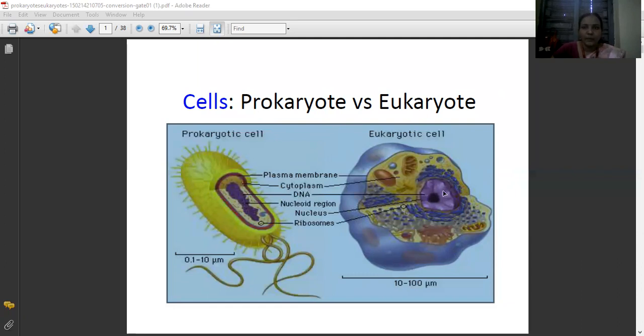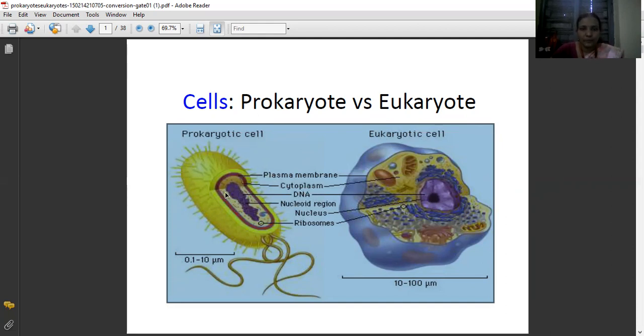See, prokaryotic cell means what? Pro means primitive, and karyote means nucleus. So those having a primitive nucleus, meaning an undeveloped nucleus, are said to be prokaryotes. While eu means advanced, developed, and karyote means nucleus, where the nucleus is well developed with the nuclear membrane. That type of cell is called a eukaryotic cell. So this is the general organized structure of prokaryotic cell and eukaryotic cell.